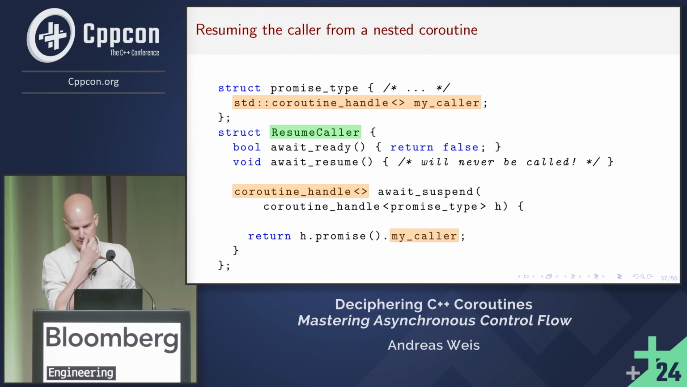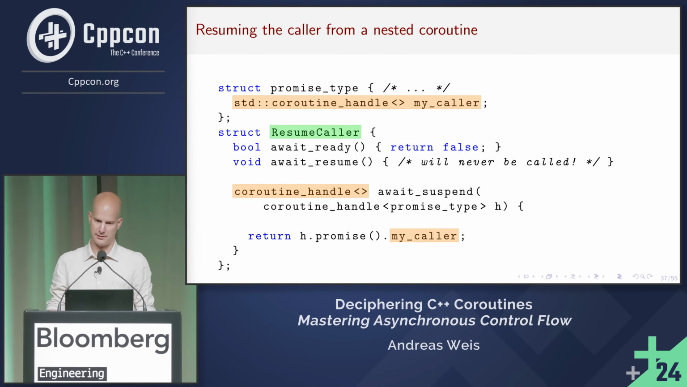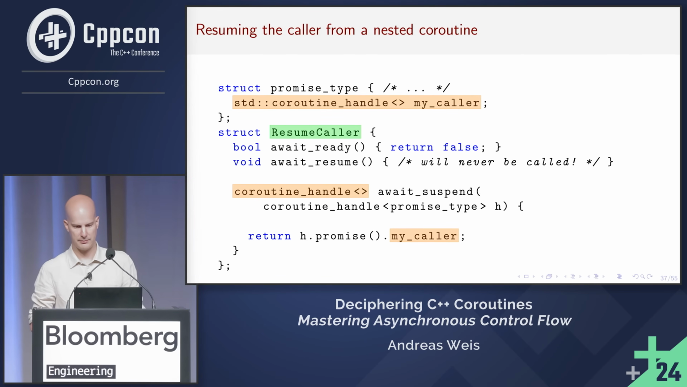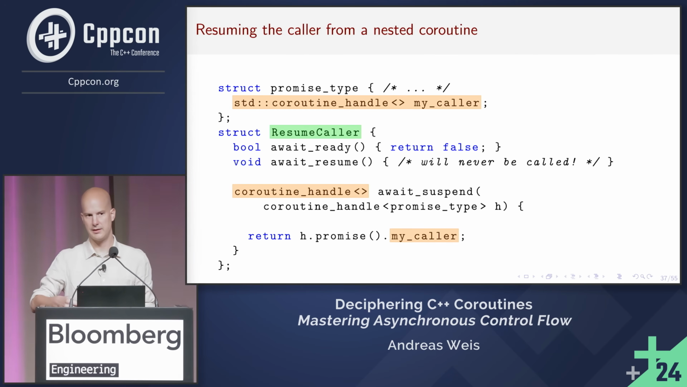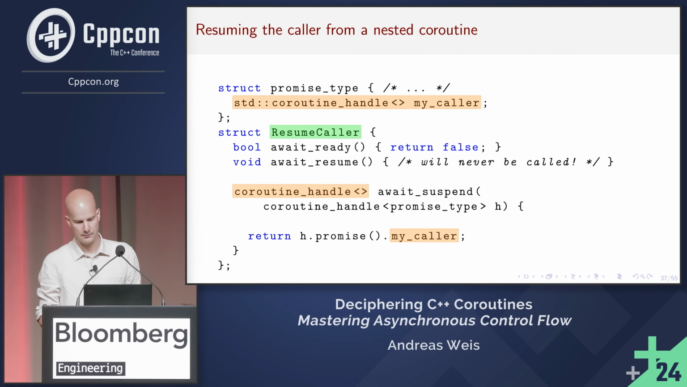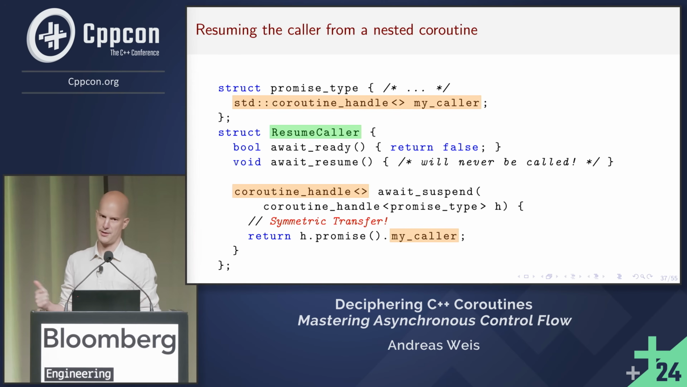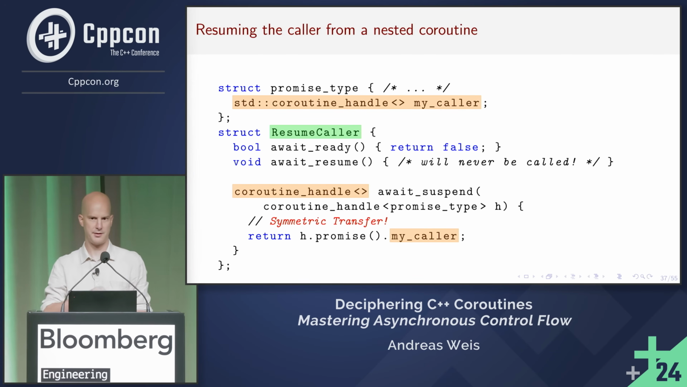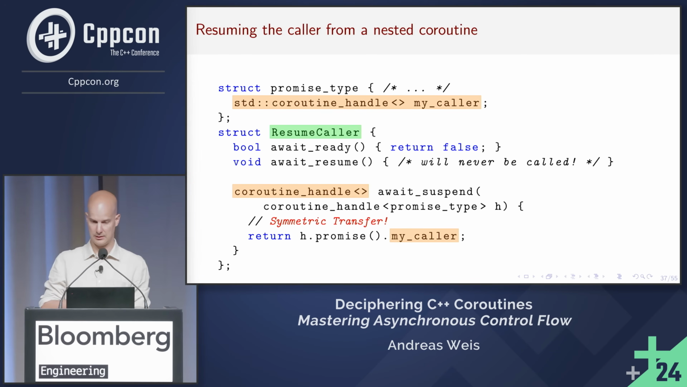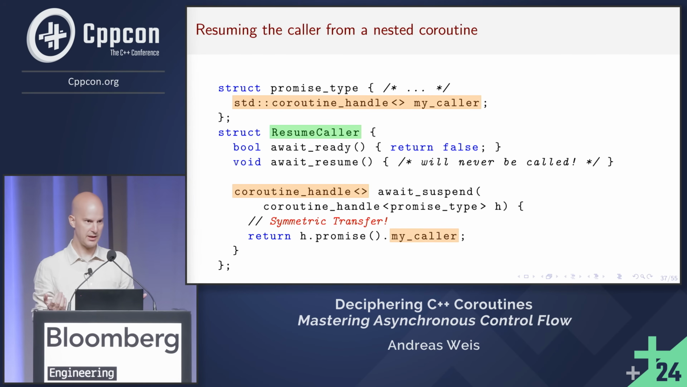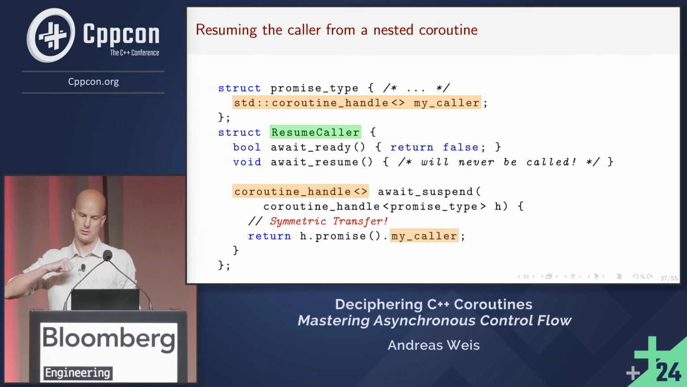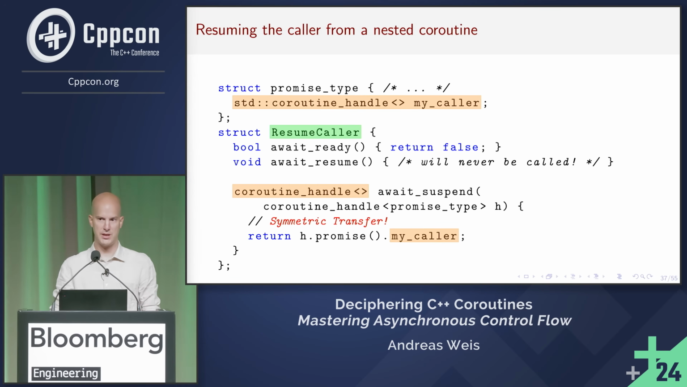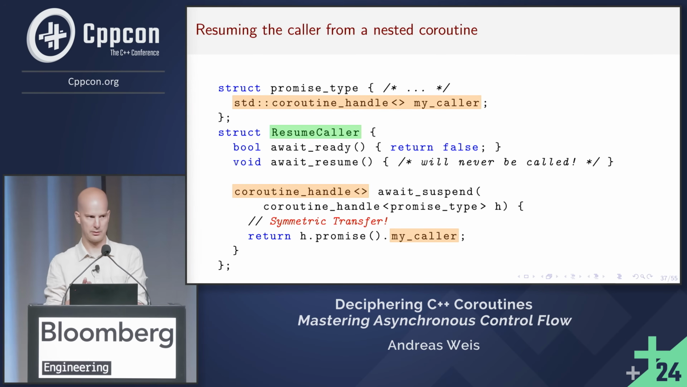So in the await suspend, what I do, and this is the only interesting part, is hand back the handle to my caller that I saved in the promise before. And what happens here is a symmetric transfer. This was something that we covered in part 1 at the very end. Await suspend in many cases just doesn't return anything. But if await suspend returns a handle to another suspended coroutine, then that means we transfer control over to that coroutine.